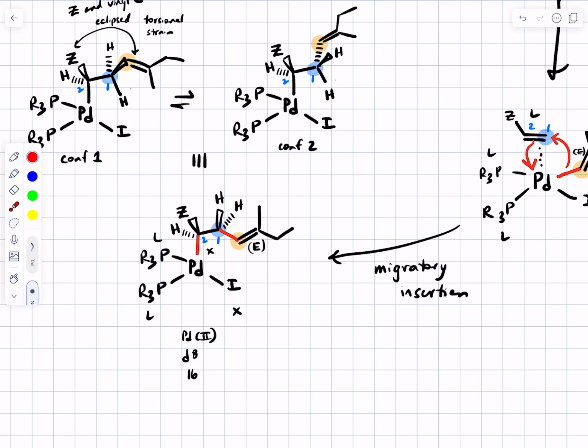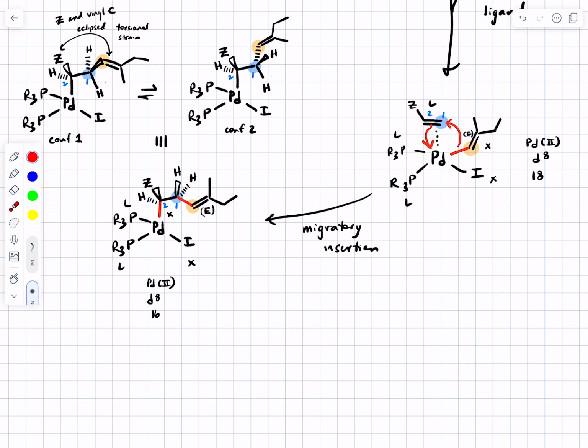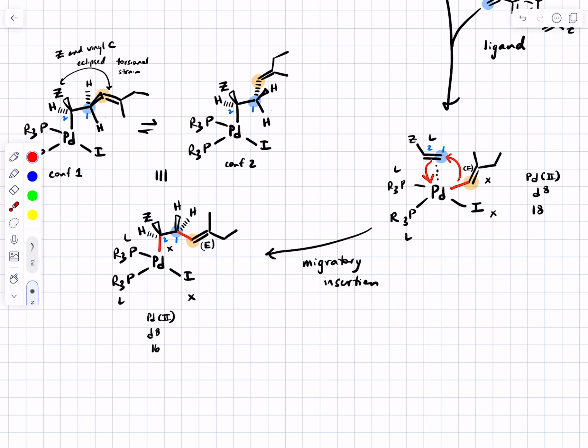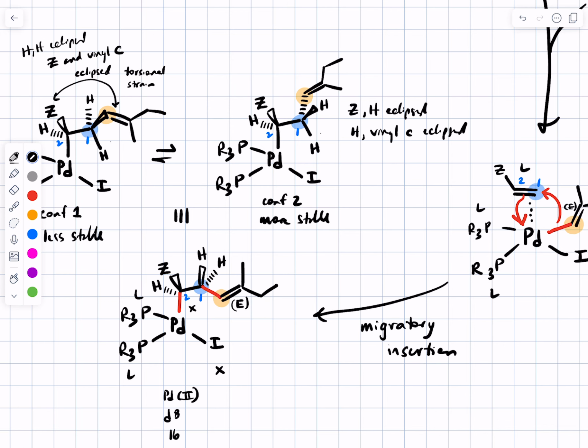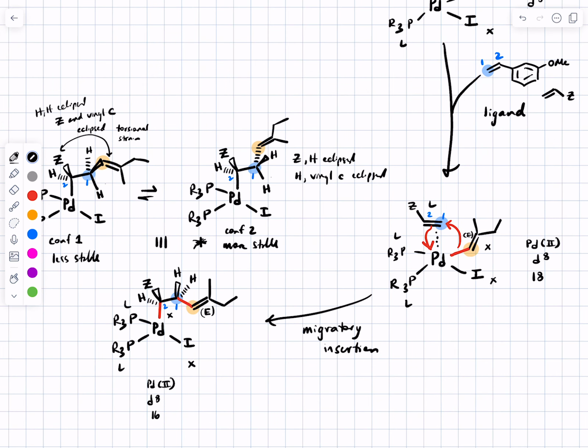The Z group and the vinyl carbon are eclipsed in the conformation to the left. I get left and right wrong every time. Sorry about that. The Z group and the olefin group are eclipsed in conformation 1. They are not eclipsed in conformation 2. In conformation 2, Z and H are eclipsed, and then H and vinyl carbon are eclipsed, which is a better situation overall, where we had Z and vinyl carbon eclipsed and then also H and H eclipsed. So conformation 1 is less stable. Conformation 2 is more stable. And this is why the reaction proceeds from conformation 2.